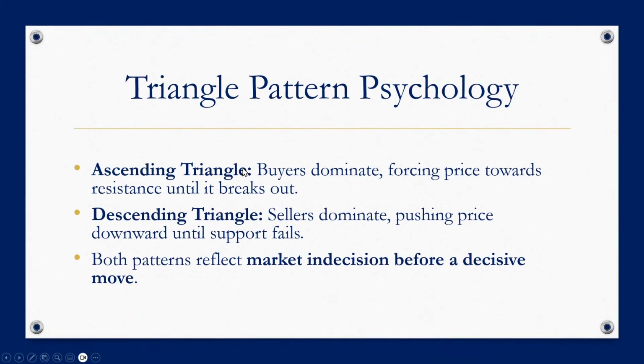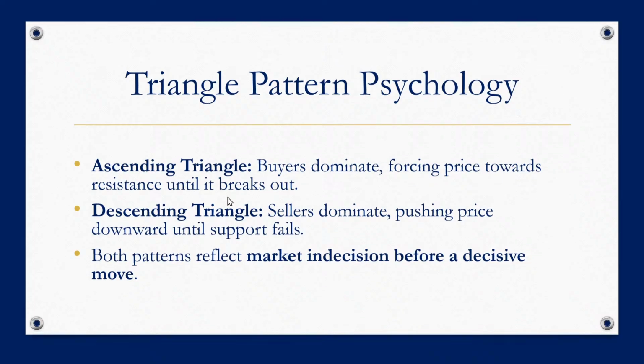The psychology behind these patterns, I think, is fascinating. With an ascending triangle, buyers are in control, creating higher lows as they push the price towards resistance. Eventually, they overpower sellers, leading to a breakout. In a descending triangle, sellers dominate, pushing the price down until buyers can no longer defend support, throwing in the towel, and then just letting price break down. Okay? Understanding these dynamics can help you make more confident, consistent decisions.